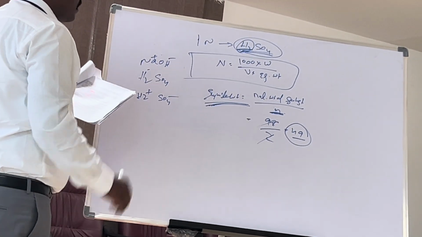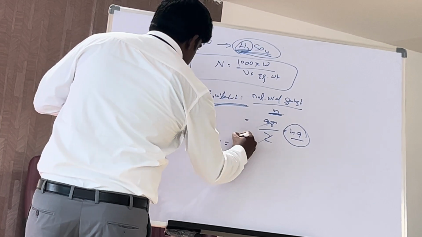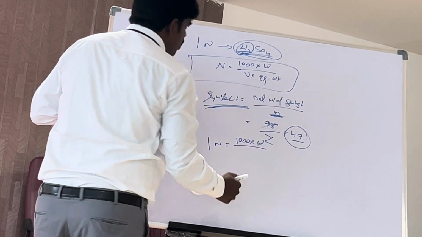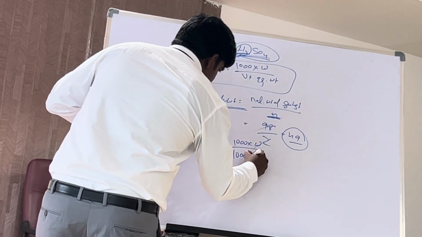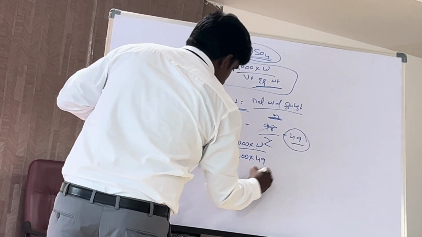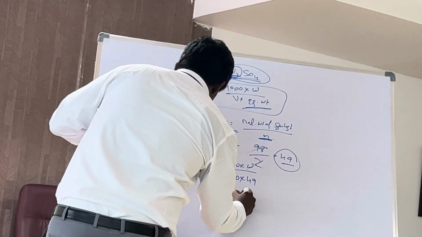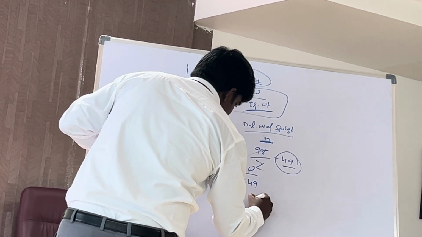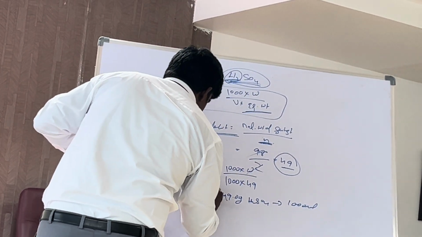So how much normality of H2SO4 do you require? 1 normal. Then you need 1000 into weight, divided by the volume. How much quantity? 1 liter, that is 1000 ml, into equivalent weight. How much equivalent weight do you get? 49. That means 49.0 grams of H2SO4, if dissolved in 1000 ml, will give you 1 normal H2SO4.